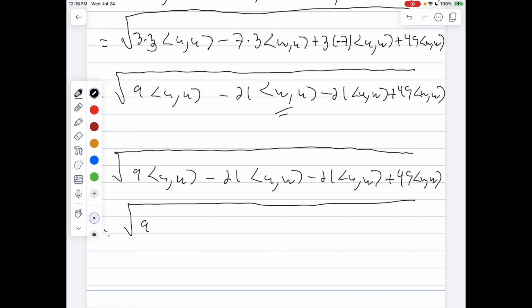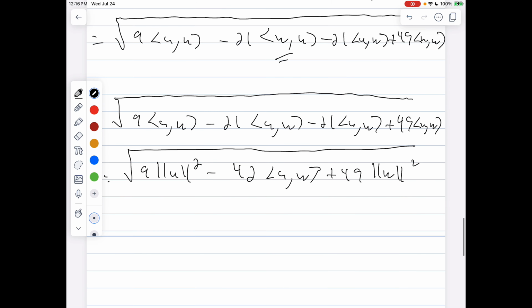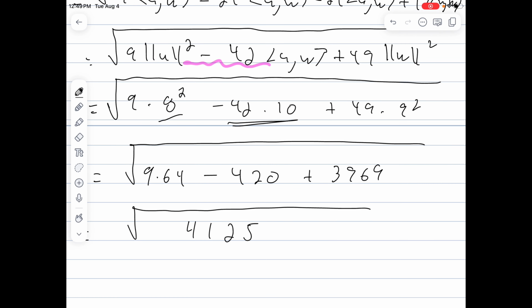9 times the inner product of u and u, which is the magnitude squared, minus 21 uw minus 21 uw, that's 42 uw, and then plus 49 times the inner product of w and w, which is the magnitude squared. Okay, so that's just from definition number 6, and you'll just plug in your numbers here. Magnitude of w all squared was 9 squared. This is going to be an 81. So anyways, these are the numbers that you would get.